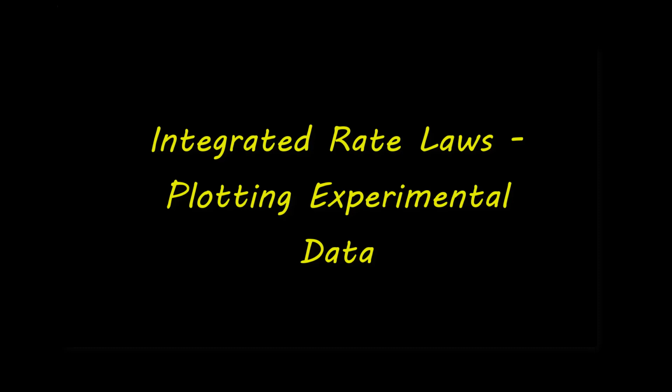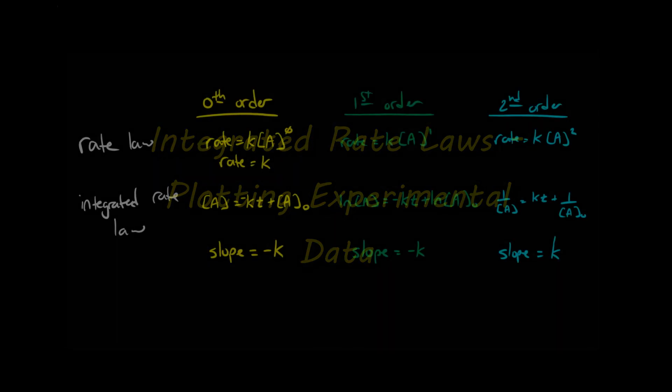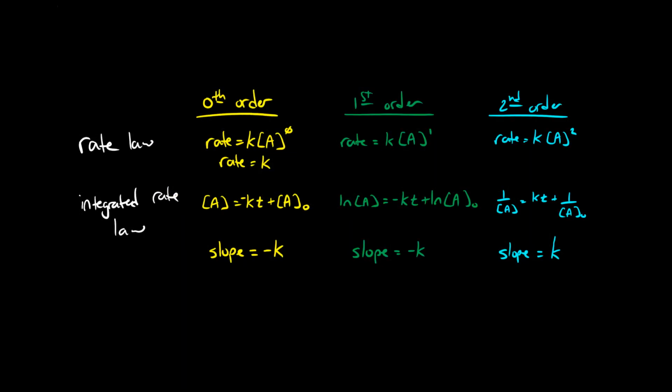Okay, so in the previous video, we saw that each reaction order has its own unique integrated rate law, which is really useful because from the integrated rate law, you can determine if a reaction is 0th order, 1st order, or 2nd order from experimental data.